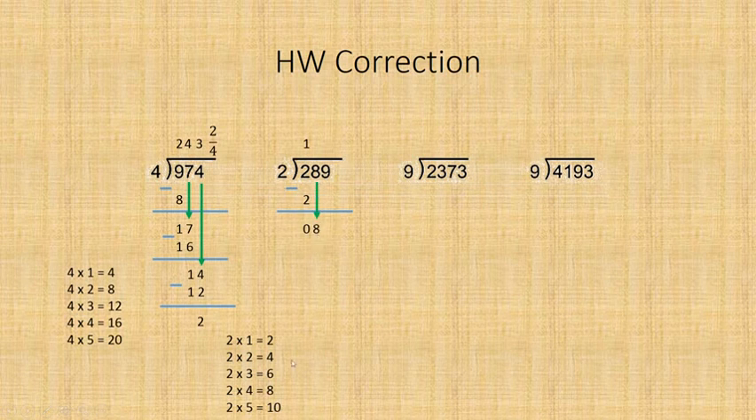8 divided by 2, I'm searching for 8 there. 8 is here. So I'm putting it down and take the 4, put it up, and after that subtract. So 8 minus 8 is going to be equal to 0. And then bring down the next digit, which is 9.